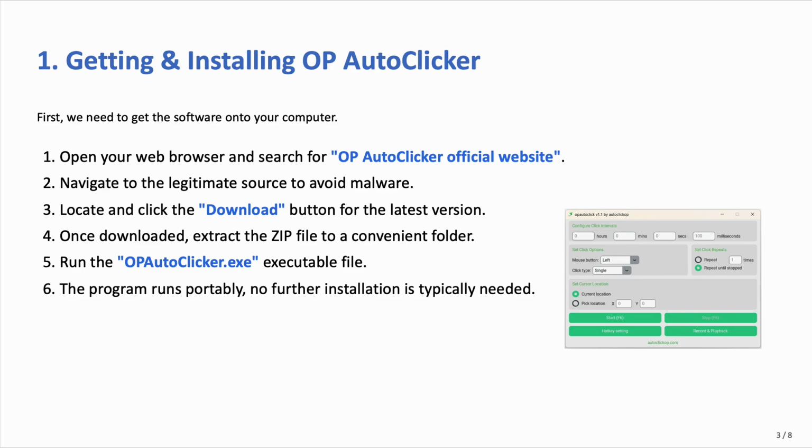For this, go to the official website of OP AutoClicker, then navigate to the legitimate source to avoid the malware and download the file. Then extract the file and run your op.clicker.exe. This program runs portable, no further installation is typically needed.